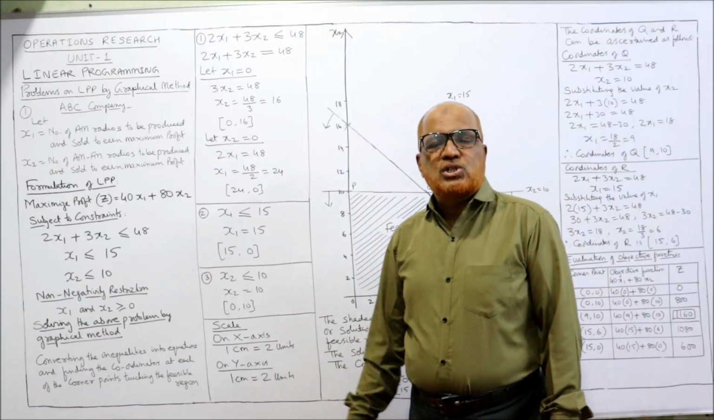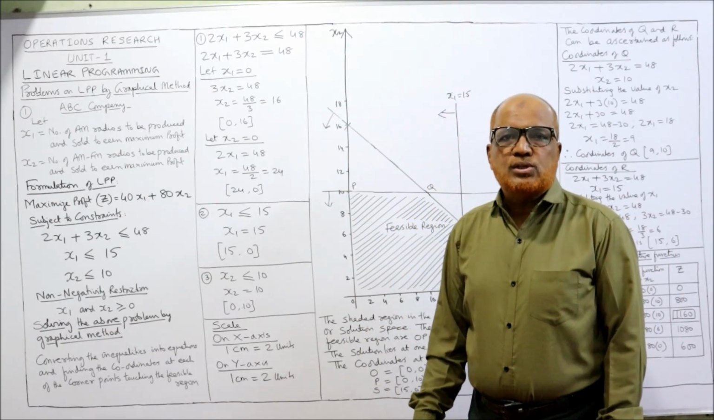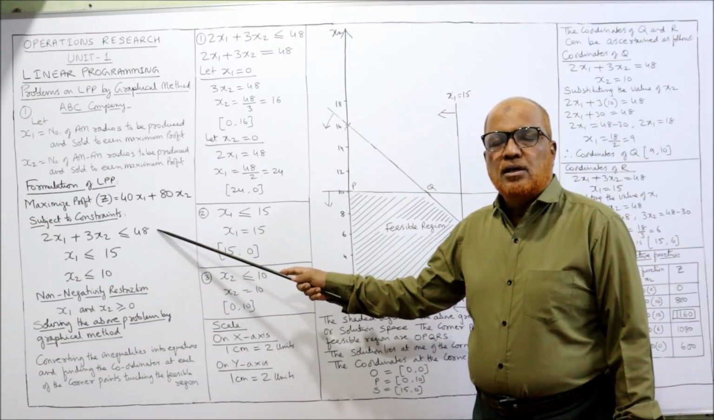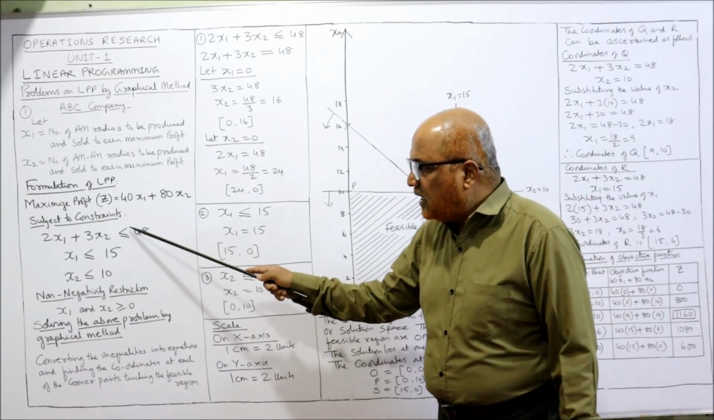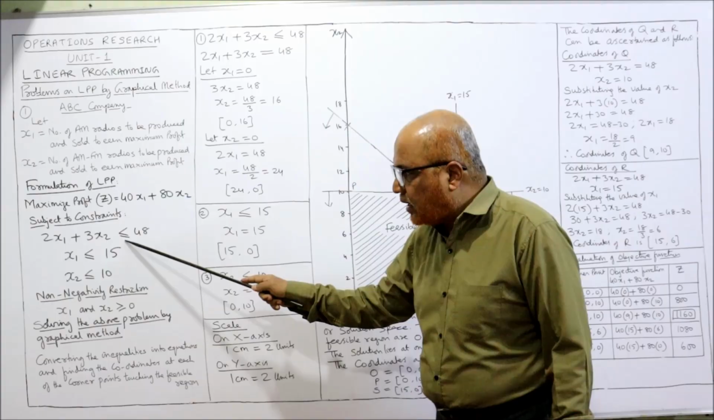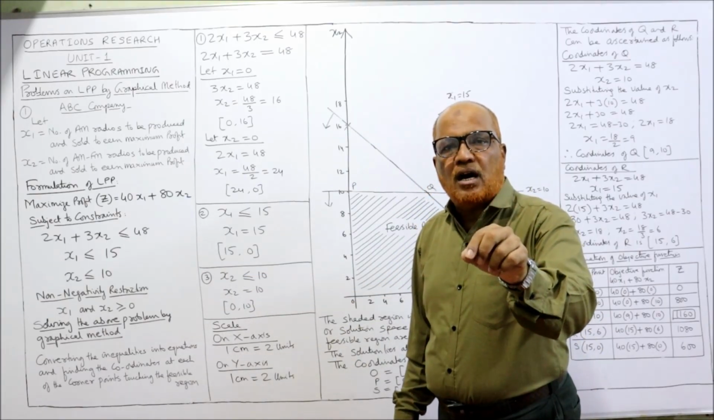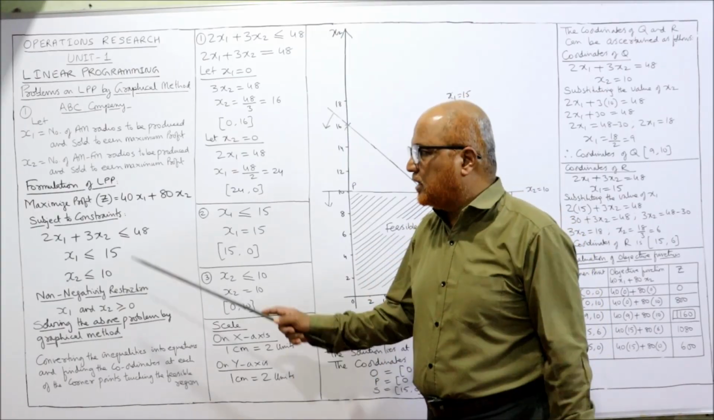Subject to constraints. What are the constraints on the resources? The first resource we have is a maximum of 48 hours. So we can use 48 hours or less. That's why the inequality here is less than or equal to. That means we can use either 48 hours or less than 48 hours. We don't have more than 48 hours.